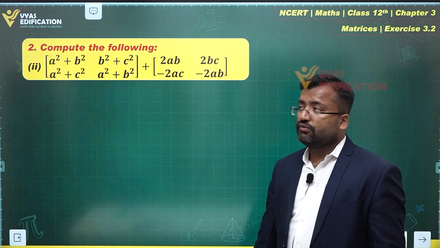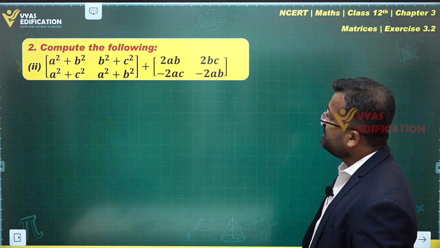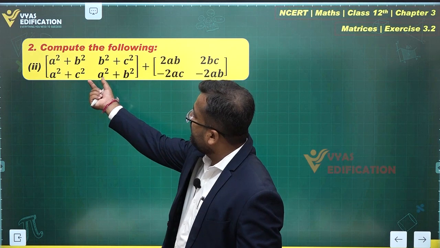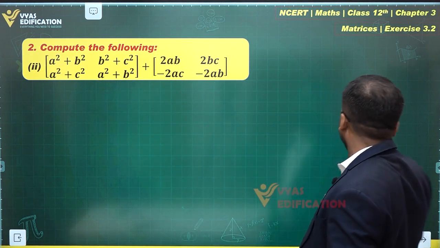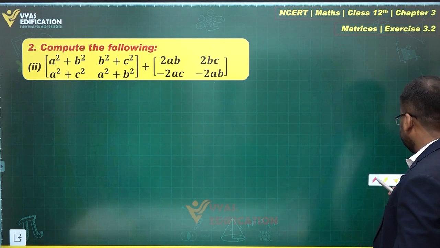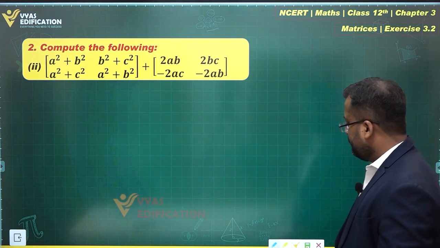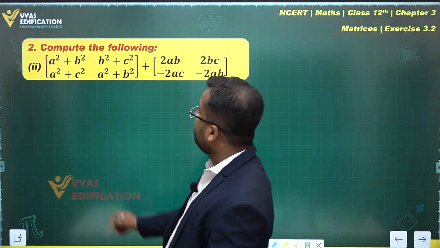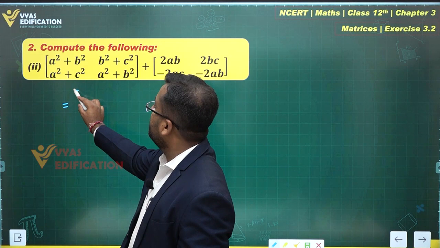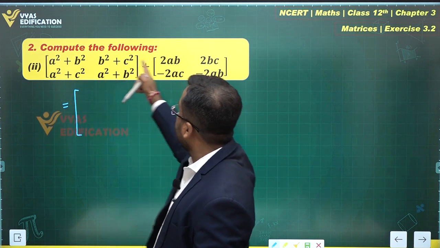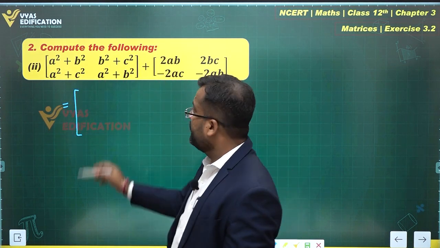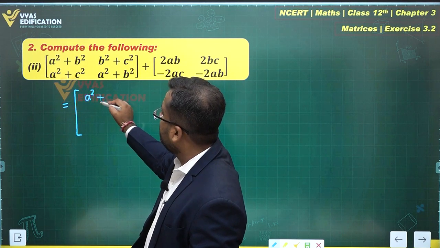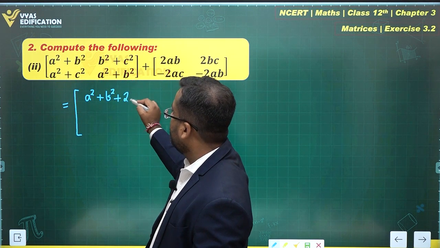Let's take a look at part 2 for this. Once again, we have a 2 by 2 matrix over here and a 2 by 2 matrix over here. Let's add the two matrices and simplify. What do we get? Add the corresponding elements. This element a square plus b square gets added with 2ab. So what we have is a square plus b square plus 2ab.